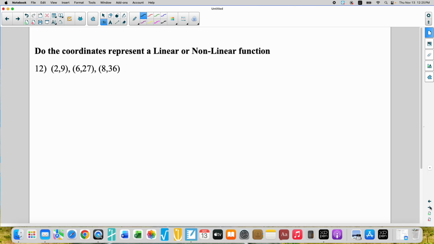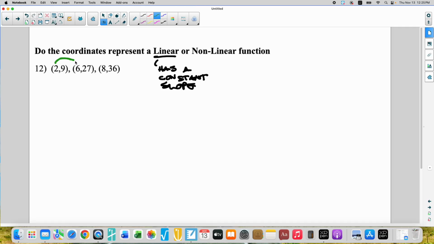Do the coordinates represent linear or non-linear? So linear has a constant slope. That looks constant. Constant slope, a constant rate of change. So we've got to find the rate of change. Rate of change you do by checking how much it is increasing and decreasing.